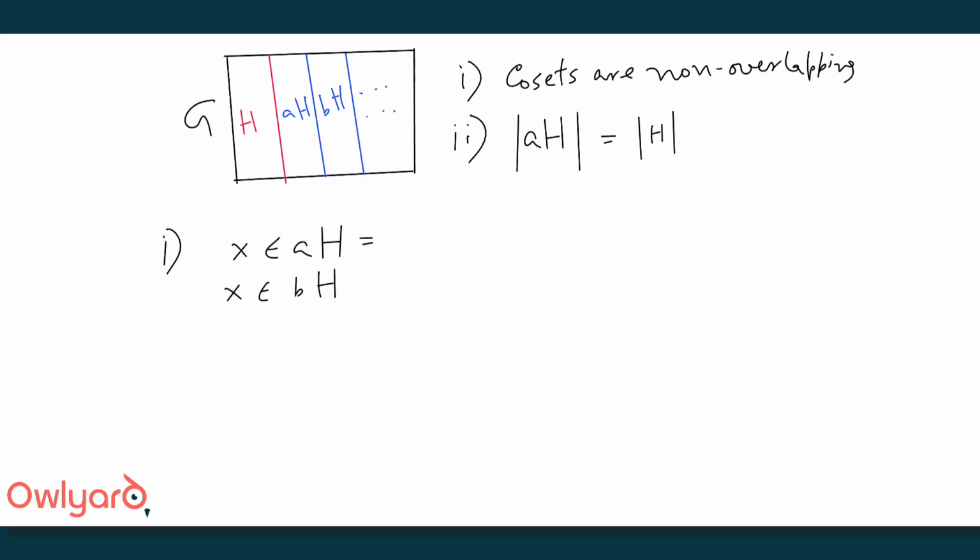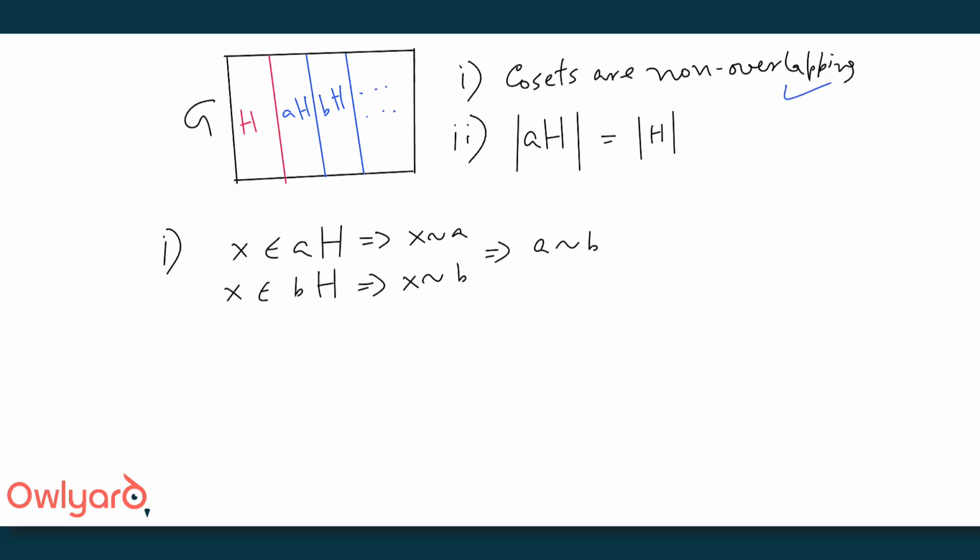But X belongs to AH implies that X is equivalent to A. Similarly, X belongs to BH implies that X is equivalent to B. These two combined together imply that A is equivalent to B, but that's a contradiction because we said that A and B cannot be equivalent, since otherwise they are the same coset. Okay, great. So that proves number one.